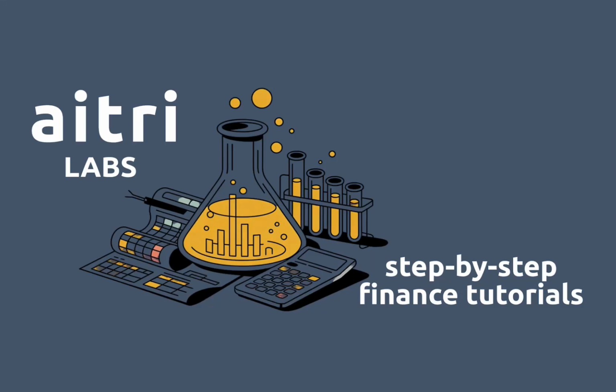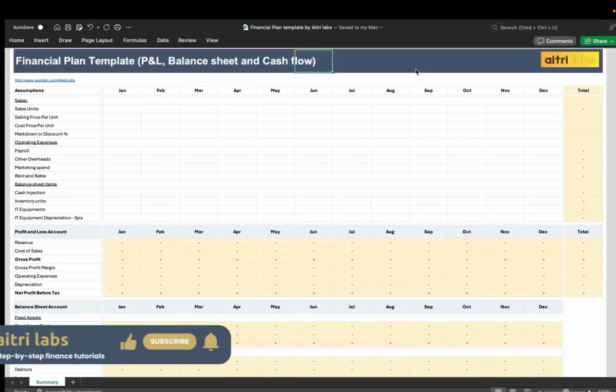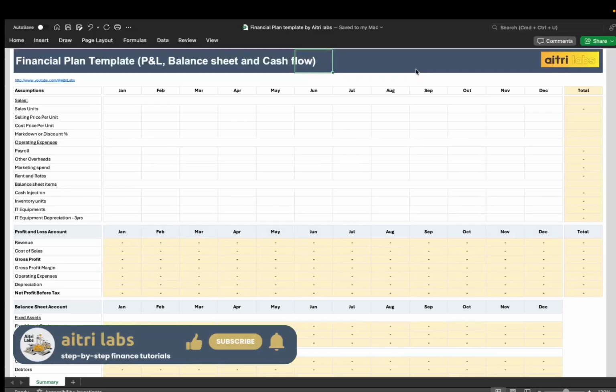Struggling with how to create a financial plan? Whether you're launching a startup or presenting to investors or lenders, this tutorial walks you through building a simple and professional 12-month profit and loss account, balance sheet, and cash flow forecast. We'll be using a free downloadable Excel template. I'll show you how to create a financial plan in just a few steps.